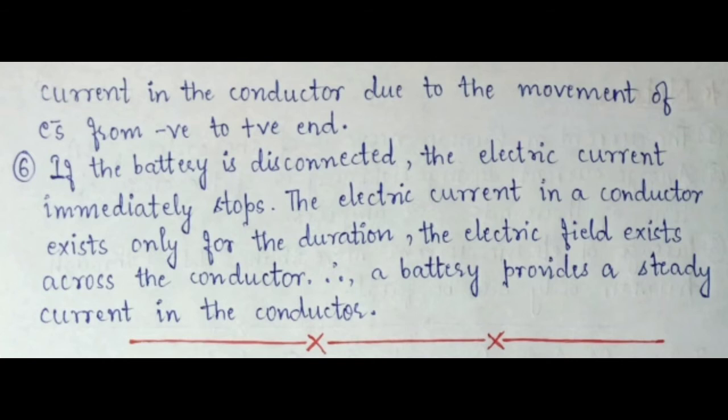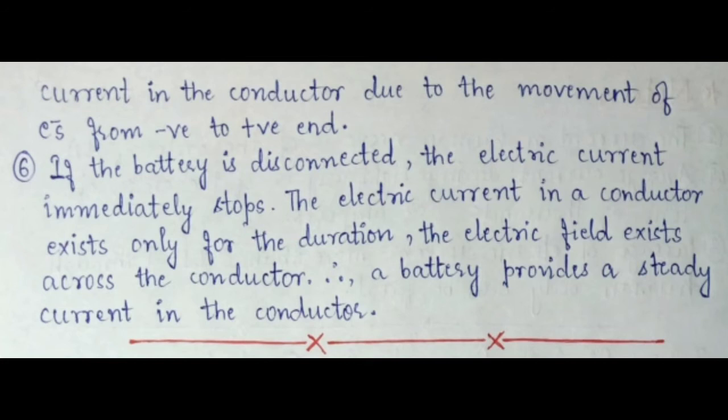In the sixth point it is written, if the battery is disconnected, the electric current immediately stops. Because when we disconnect the battery, how can the electric current flow? It will stop immediately. The electric current in a conductor exists only for the duration the electric field exists across the conductor. Therefore a battery provides a steady current in the conductor.